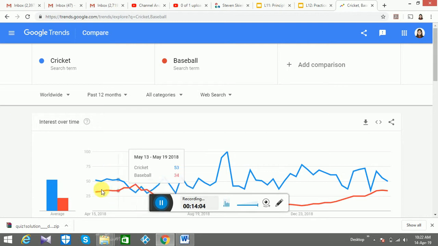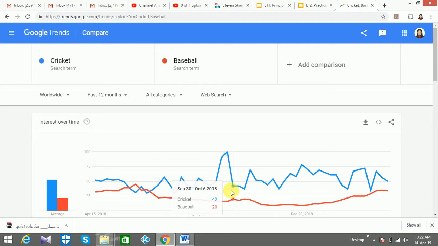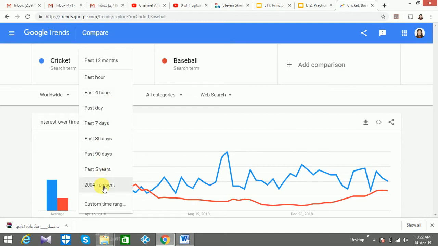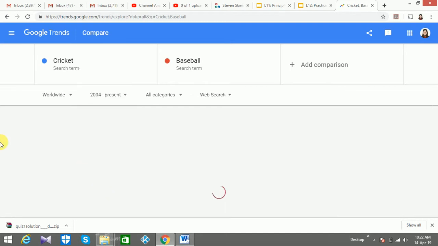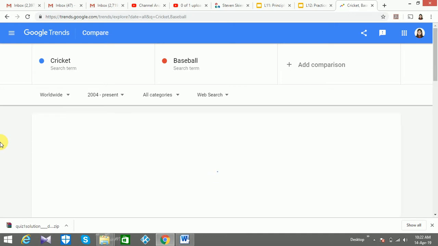Actually, yes, and you can see here the blue line represents cricket, whereas the red represents baseball. Baseball looked higher because it is popular in the United States, but now we're looking at worldwide. And if you look at, let's say, 2004 to now, which is the entire life cycle, more than 15 years, you see the trend.